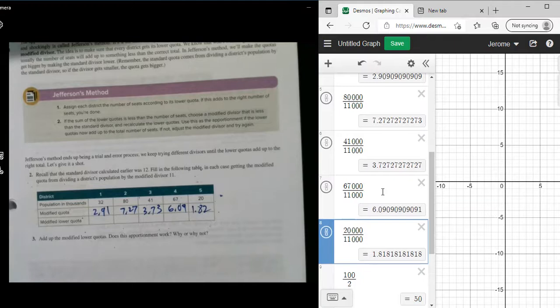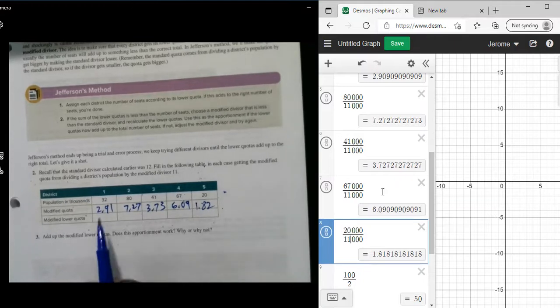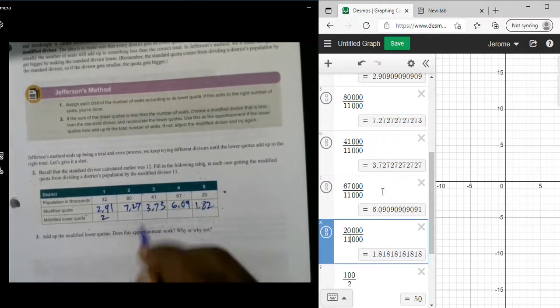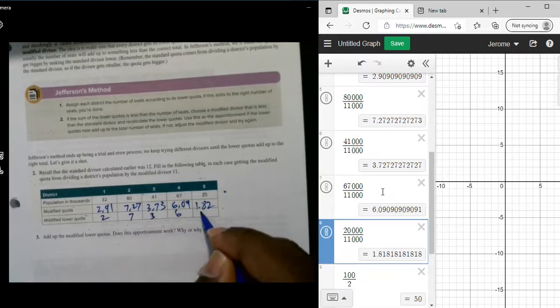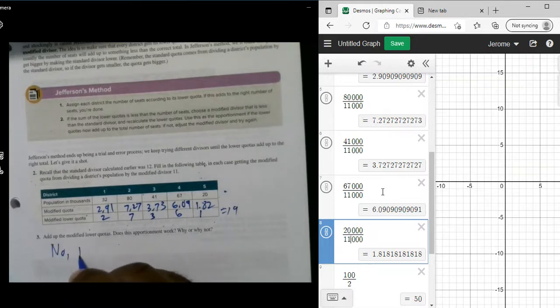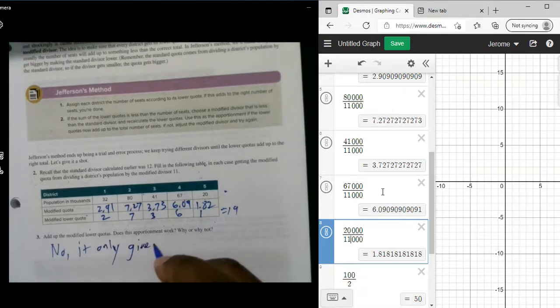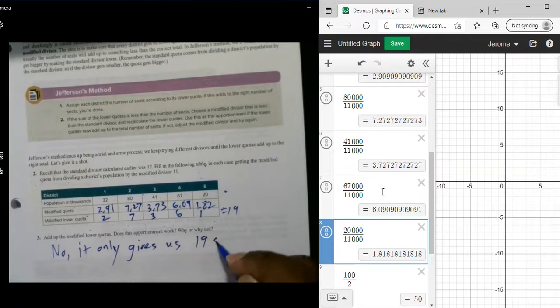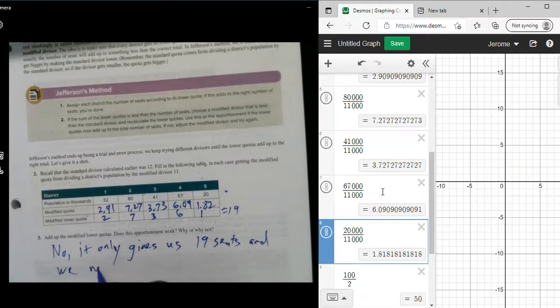Now they asked us to take the modified lower quota. We still just take the number in front of the decimal. So we add 2, 7, 3, 6, and 1. So now we add this up. This will give us 19. So it says add up the modified lower quotas. Does this apportionment work? It'll be no. It only gives us 19 seats, and we need 20 seats.